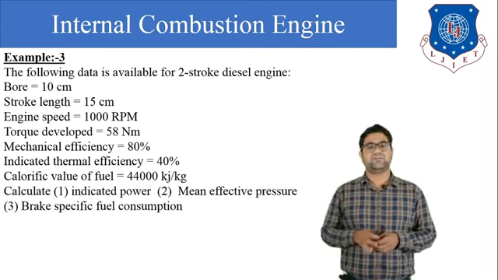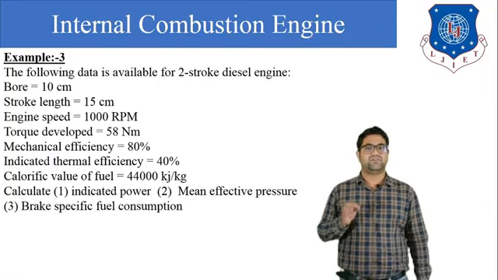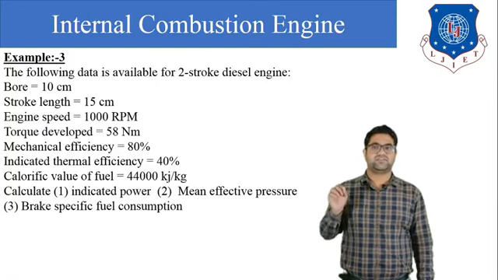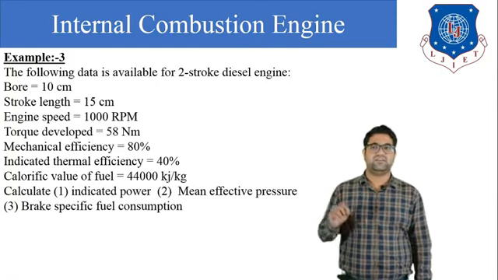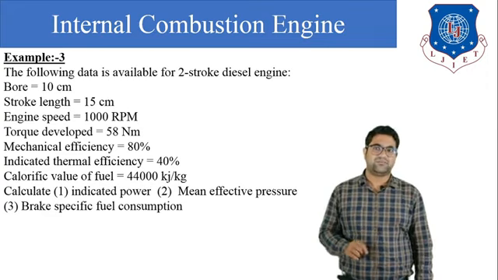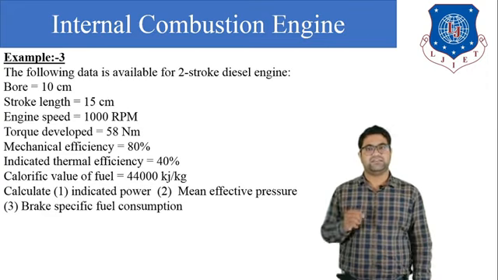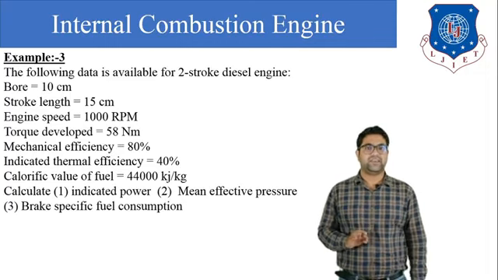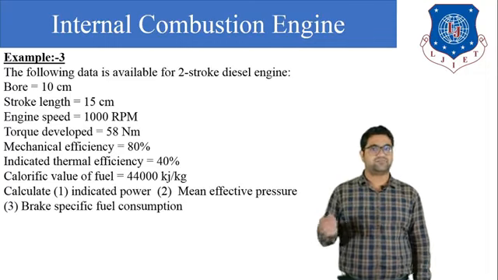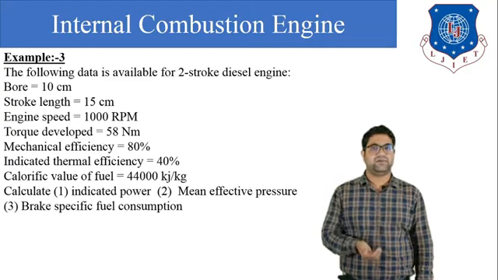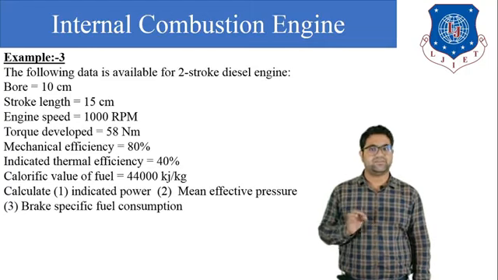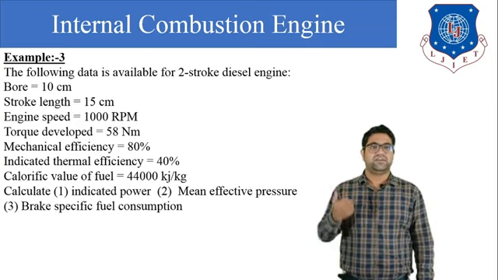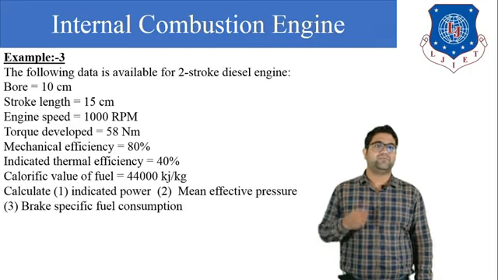Okay. What data have they given? First they have given bore. Bore means the diameter of cylinder, that is 10 centimeter. Next the stroke length, that is 15 centimeter. Engine speed 1000 rpm. Torque which is developed inside the engine, that is 58 Newton meter. Next, mechanical efficiency eta m, that is the brake power by indicated power, that is 80%. Indicated thermal efficiency is 40% and the calorific value of the fuel is 44,000 kilojoule per kilogram.